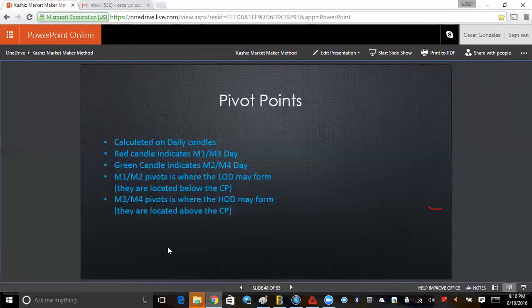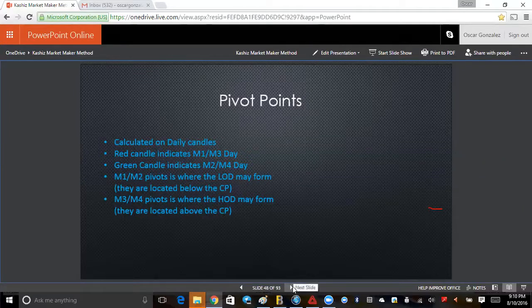All right. And the M3, M4 pivots is where the HOD may form. They are located above the central pivot point. So yeah, let's keep going.